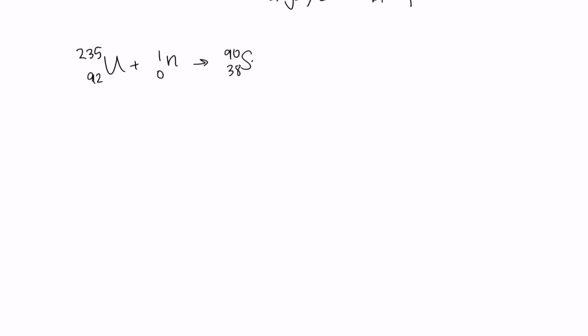And we're going to make strontium-90 and xenon-143 and something else. Oops. We don't know what the other something is, okay? So this is how I'm going to do this. We know the principle here is that our mass number, at least, the number of nucleons, is going to be conserved, and our charge is going to be conserved.